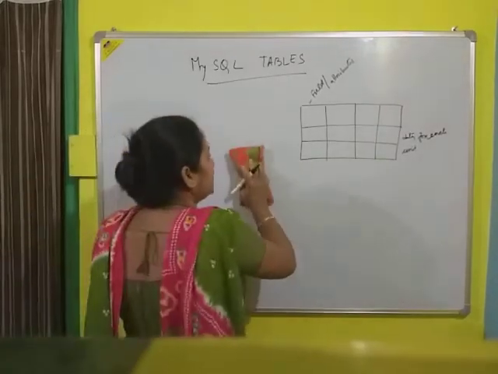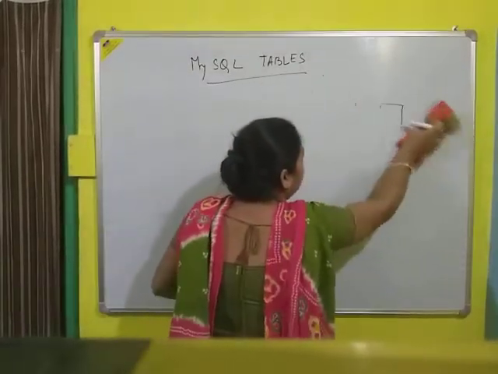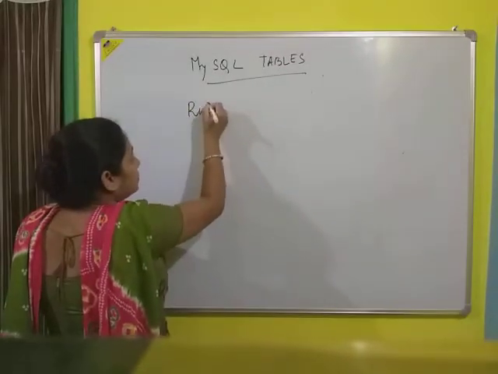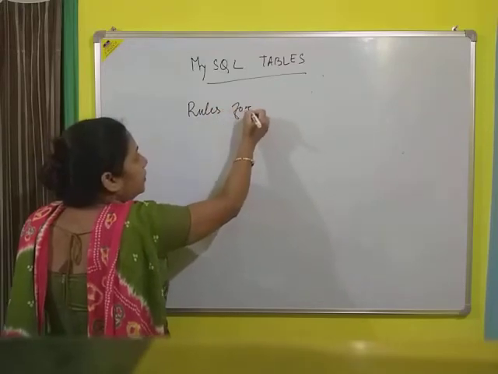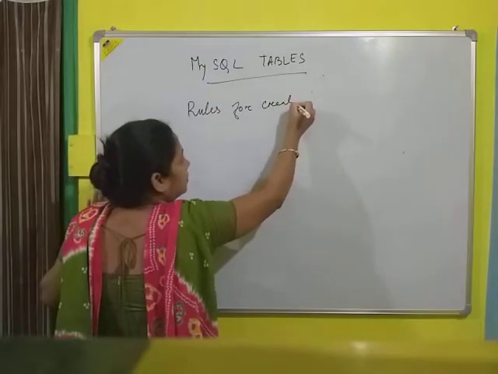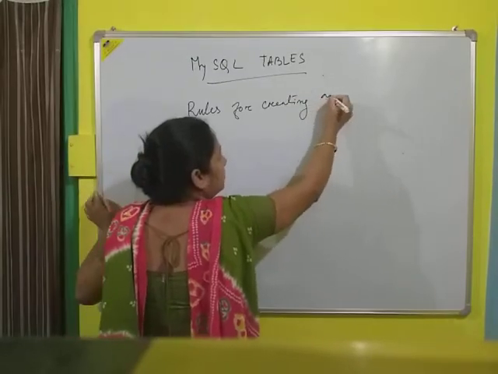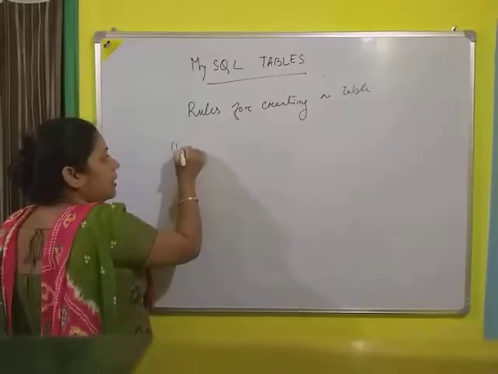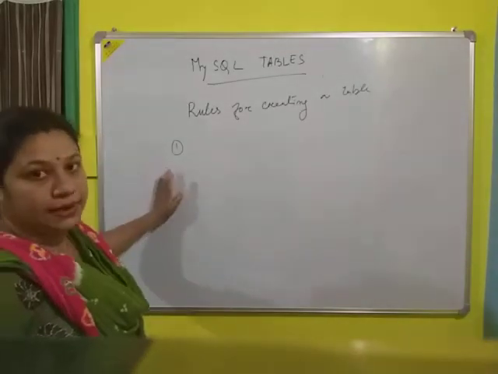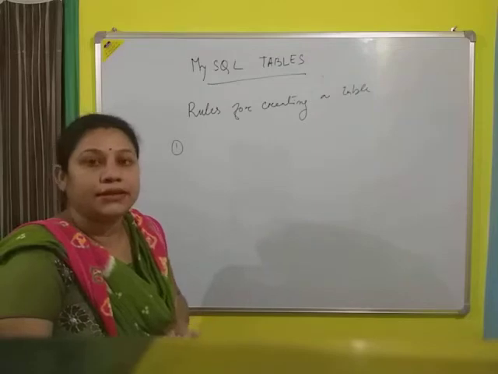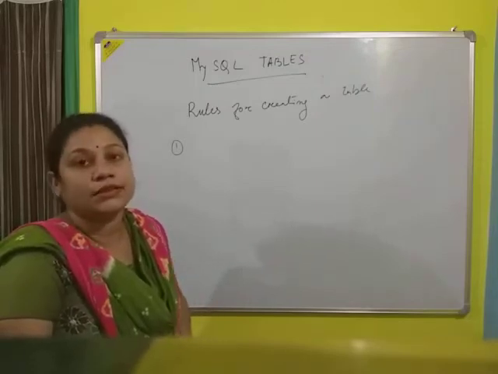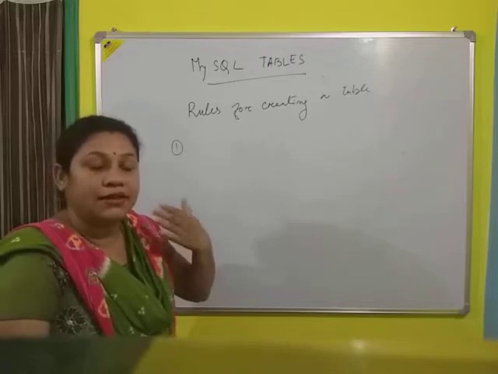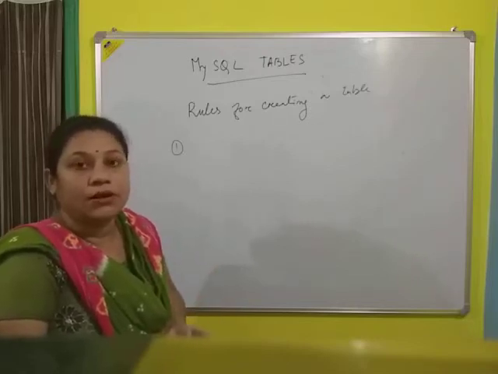Now, before creating the table, you have to follow some rules. There are some basic rules whenever you are going to create a table, so let us discuss what the rules are. Rules for creating a table. Number one, table name. Whenever you create a table, you must give a name to the table.